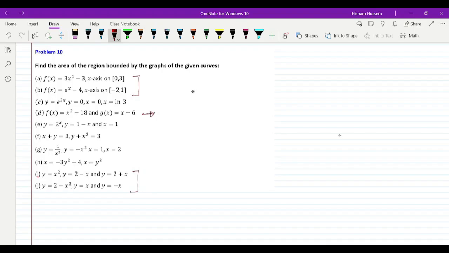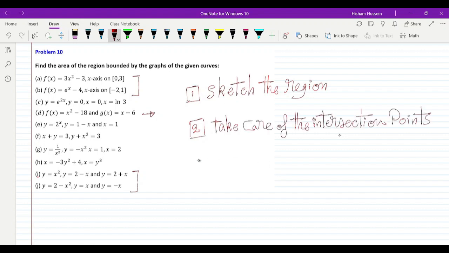So in general, sketch the region. From sketching the region, you will be able to know which is the upper curve and which is the lower curve. While sketching the region, take care of the intersection points. Step 3, now you know what the upper curve is, what the lower curve is, and where the intersections are, so set up your integral. And finally, evaluate the integral.